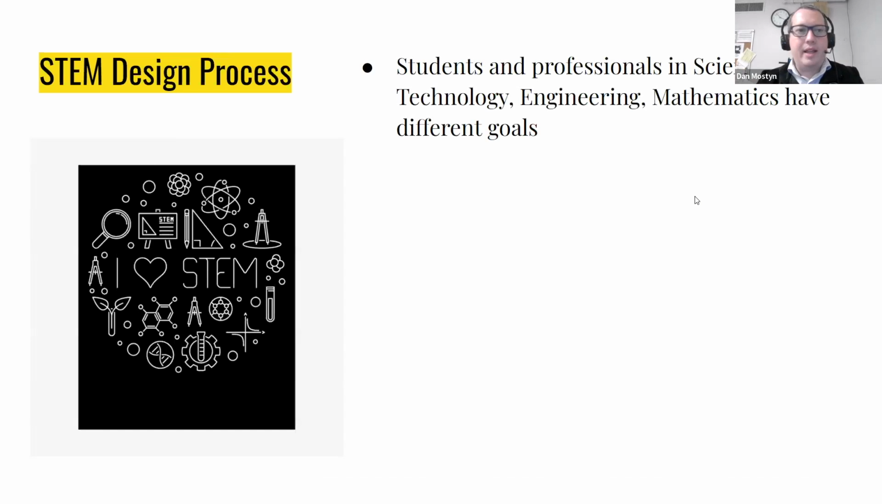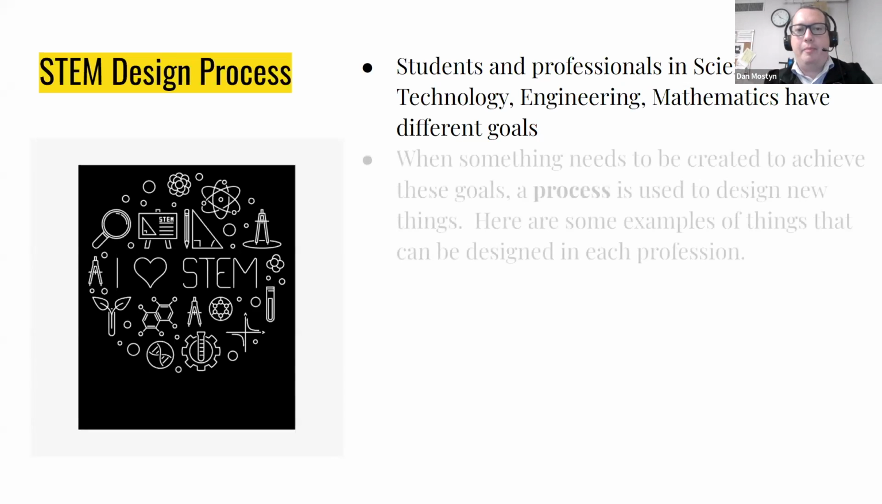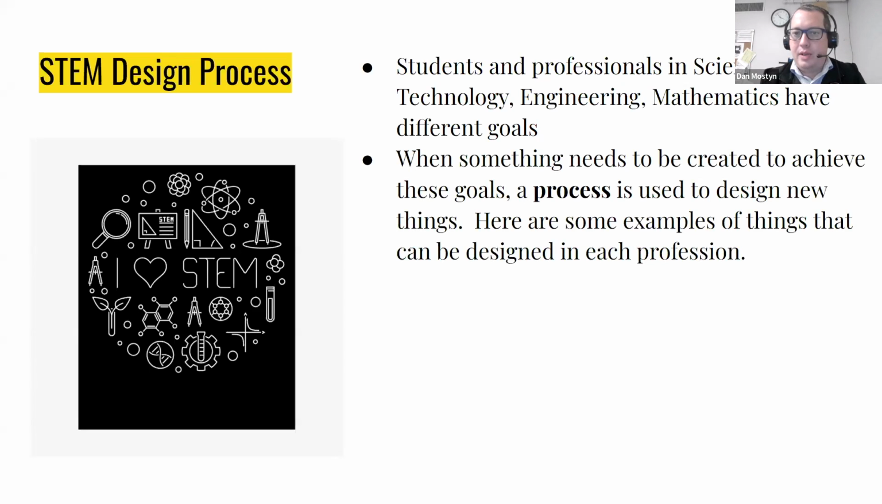So when we talk about STEM and design, we're talking about, of course, science, technology, engineering, math, right? The way I like to look at those disciplines is that there are different goals for each discipline. They're related to each other, but each discipline has a different goal. And sometimes within those disciplines, something needs to be created to achieve those goals. So we have this process, some people call it the design process, right? We use this process to design new things to achieve goals in science, in tech, in engineering, and in math.